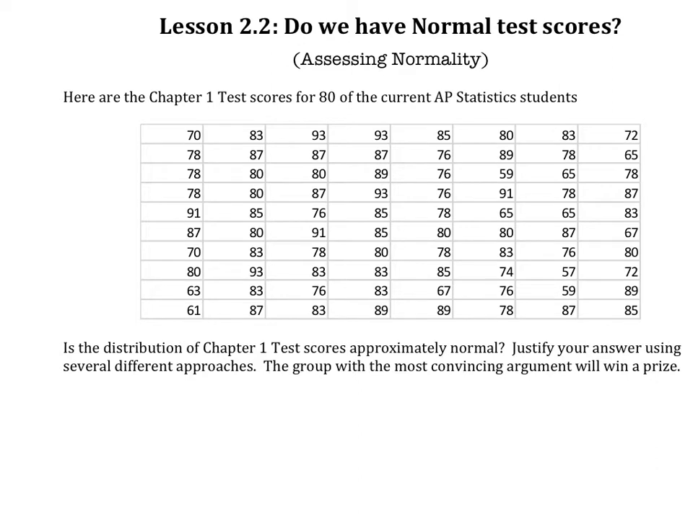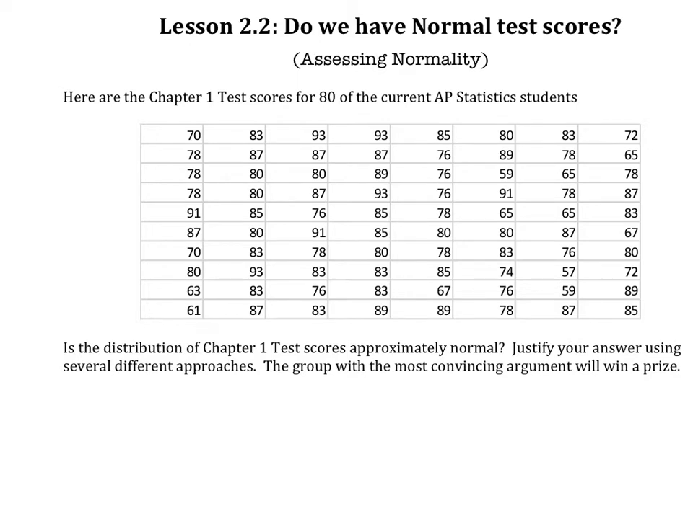Here are the Chapter 1 test scores for the 80 of the current AP Statistics students. Now, full disclosure, there are not 80 current AP Statistics students, so this is actually just a set of data that we're using for this lesson. Just wanted to make sure that you knew that. Anyhow, our question is: is the distribution of Chapter 1 test scores approximately normal? Justify your answer using several different approaches.